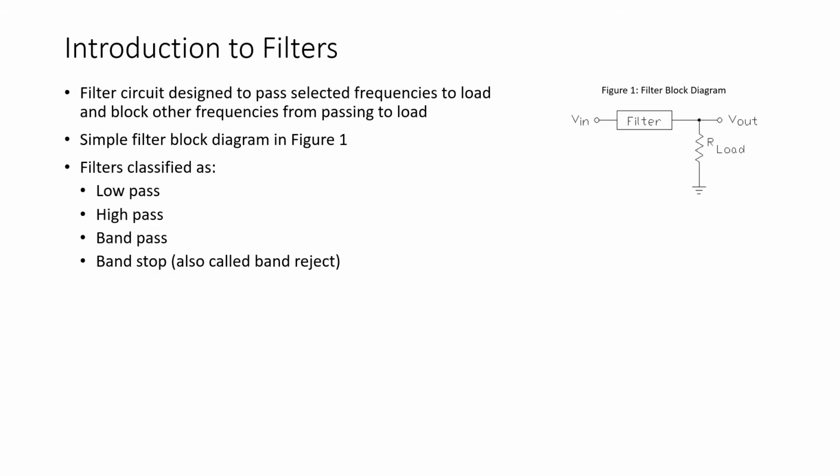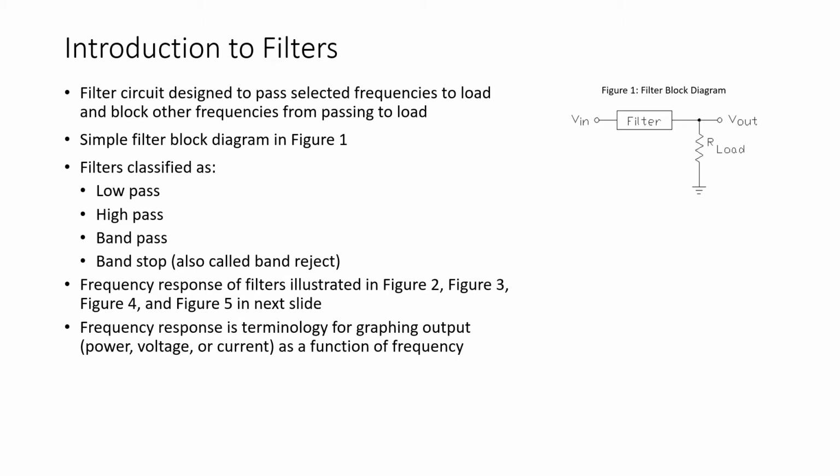Now, our filters are classified as being either low pass, high pass, band pass, or band stop filters. And a band stop filter is sometimes referred to as a band reject filter. Now, in the next slide, we'll look at the frequency response of these filters. And the frequency response is just the terminology we use when we graphically represent the output, either power, voltage, or current, as a function of frequency.